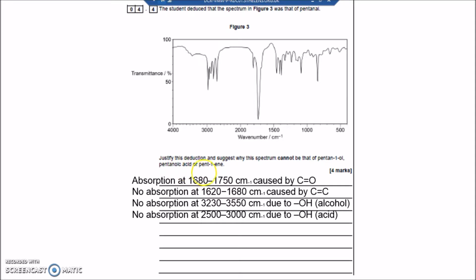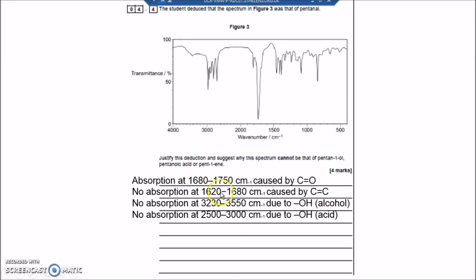So absorption at 1680 to 1750. By the way, you need to quote these numbers from the data book. If you don't quote the numbers from the data book and write them down, it's only a matter of copying after all. If you don't copy these numbers down, then you don't get the mark. So there is an absorption at 1680. There it is. It's absorbing due to the presence of a carbon to oxygen double bond in the pentanal.